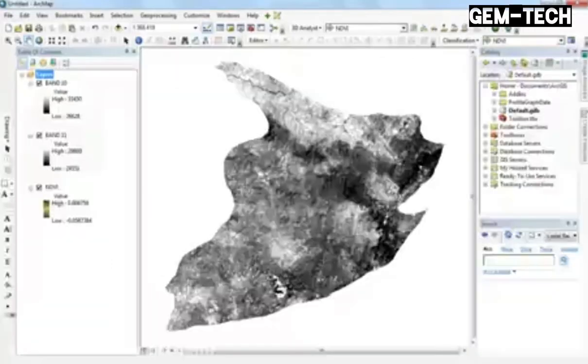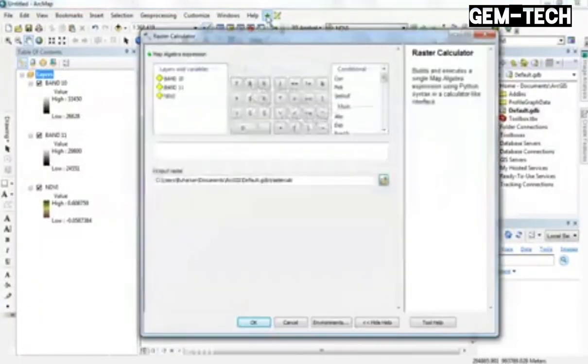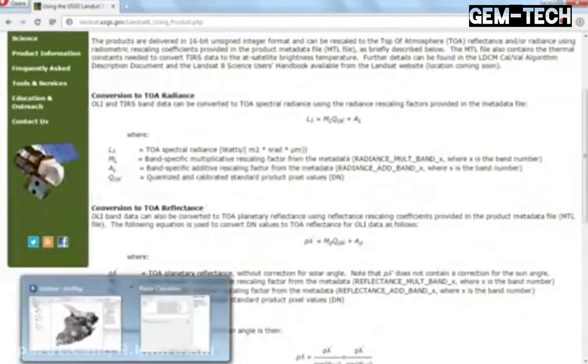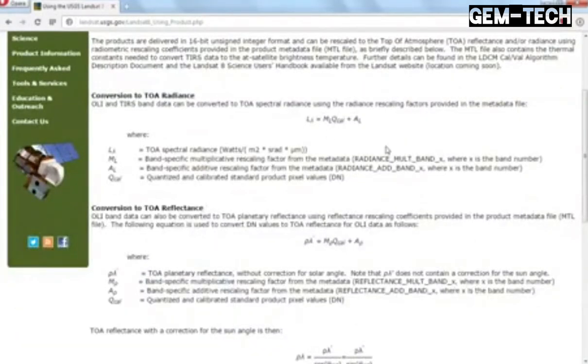So let's get started. Back to ArcGIS, most of the operations are going to be done using the raster calculator. My first step is to convert my digital numbers to radiance for the thermal band. The first one is ML, which stands for the multiplicative band. It's in the metadata file. And Qcal is the actual digital number of the thermal band, plus AL. AL stands for the additive band here.